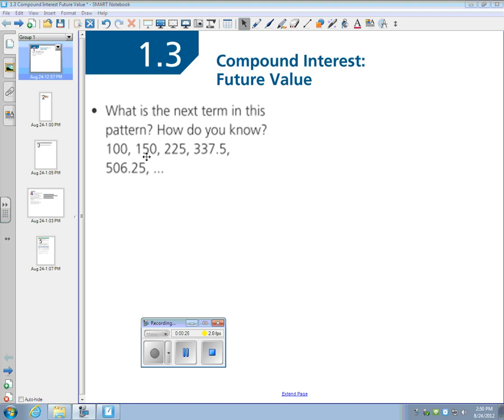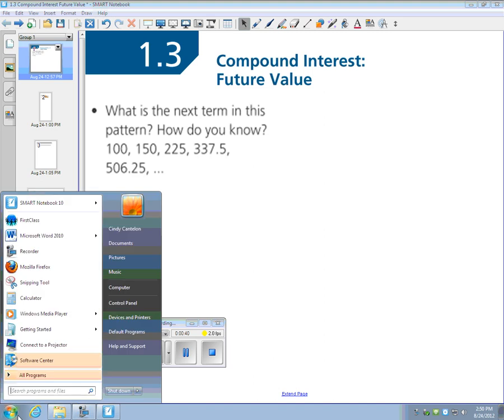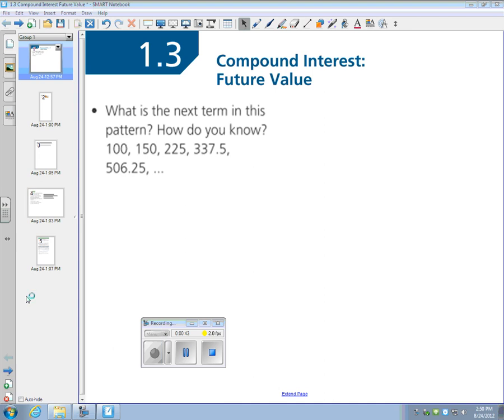So 100 to 150 to 225 to 375. So let's say we're adding. To go from 100 to 150, let's say I add 50. And then I add another 50, I should get 200. Okay, that's not right. So next thing I'm going to see is maybe am I multiplying?